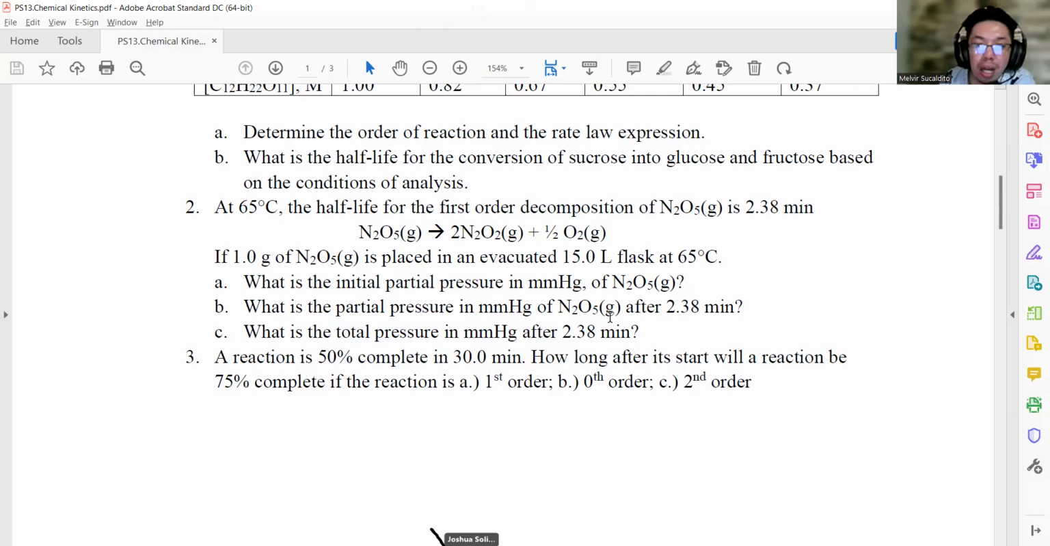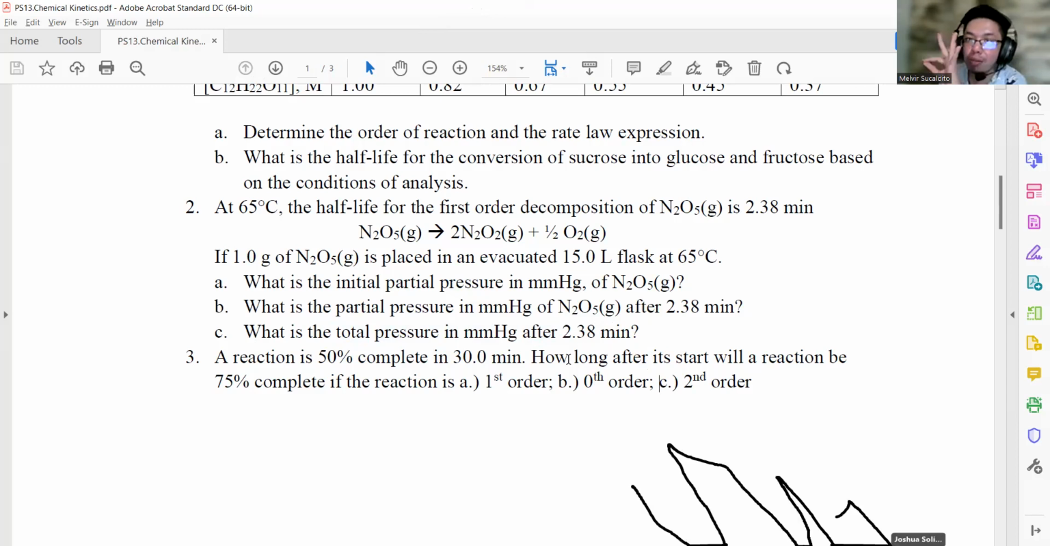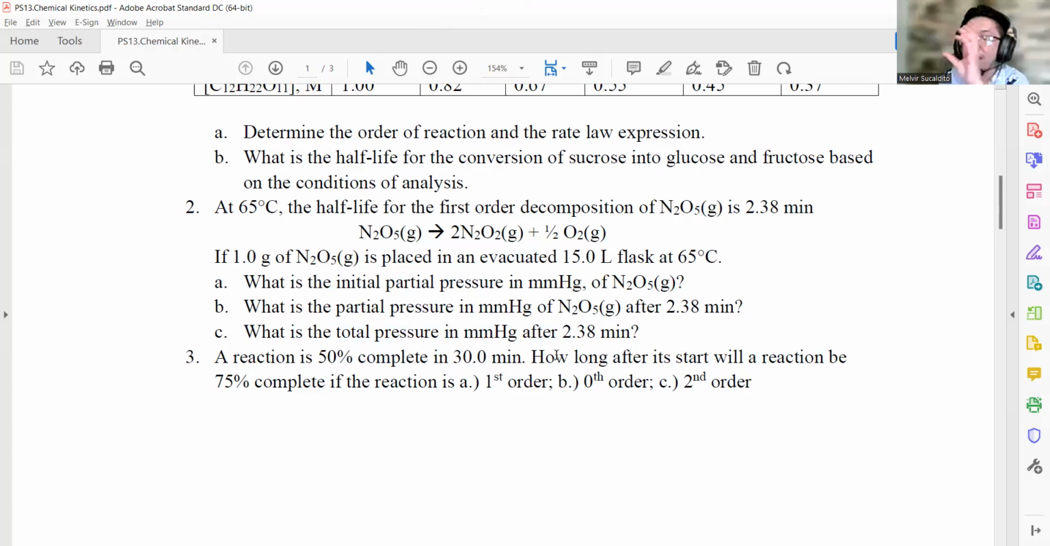Question, Josh. At letter C, what are the gases present? Do you have N2O5, N2O2, and O2? Correct. So tatlong gases na yan. So therefore, they will have partial pressures. For each gas, may partial pressure siya. So you can get the total pressure at 2.38 minutes.